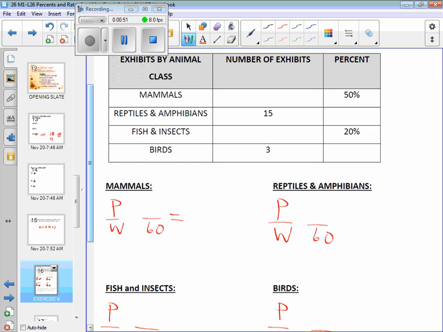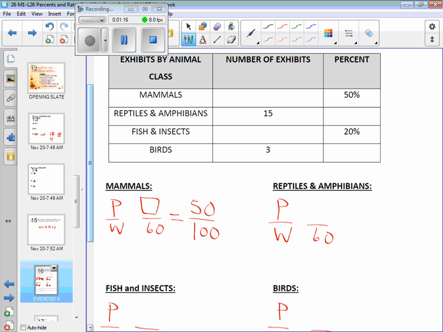So starting with the mammals, what are they asking you to find, the part or the percent? Anthony, leave that as a box or blank. Anthony, again, what's my percent? 50. What's the bottom part of the percent ratio always? 100. Once you have three numbers, you can always find out the fourth.